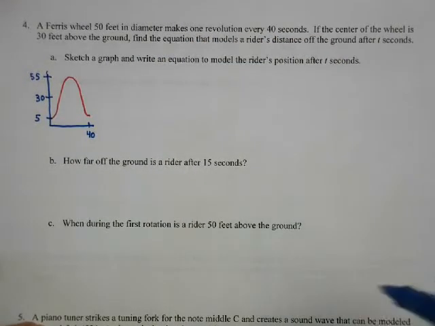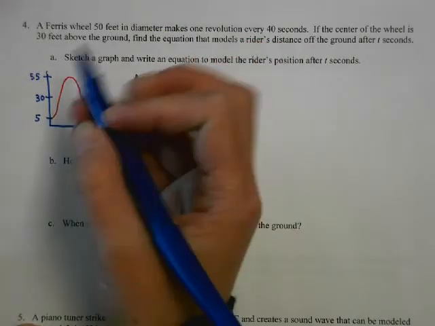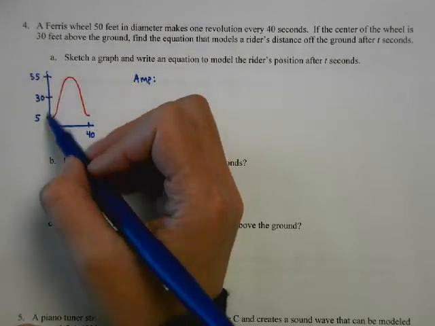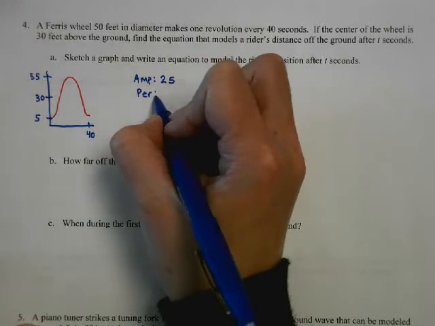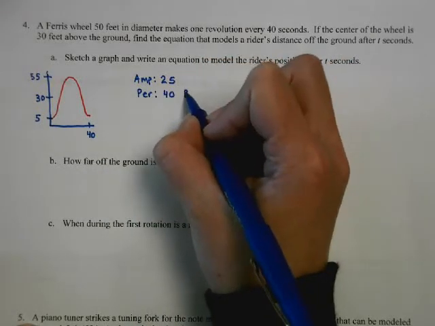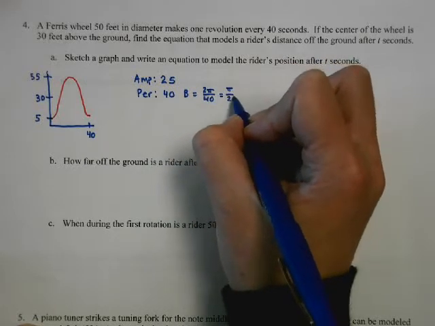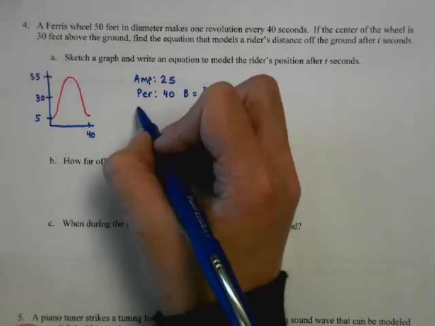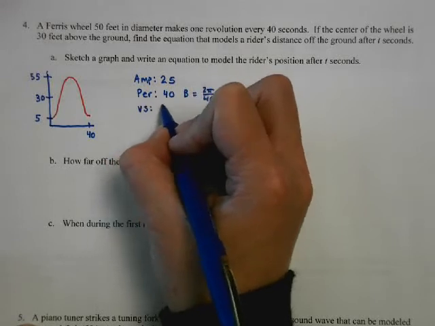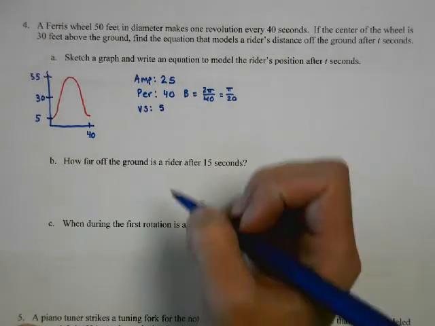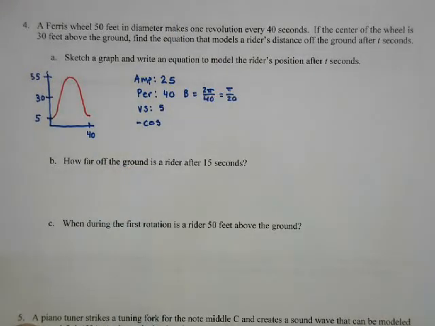Okay, so let's gather our pieces of information. Our amplitude is going to be the distance from the midline up or midline back, which is going to be 25. Our period is 40, which means my b is 2 pi over 40, or pi over 20. There's not a phase shift if we do the right trig function. There is a vertical shift of 5. So what trig function would we choose to not have a phase shift? This again is going to be a negative cosine again.